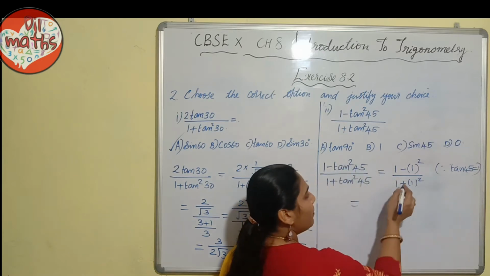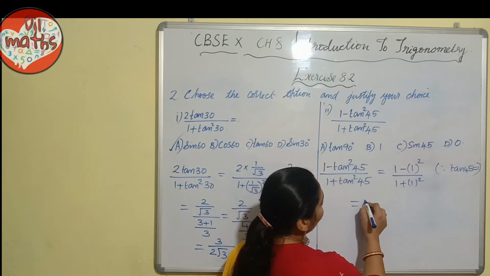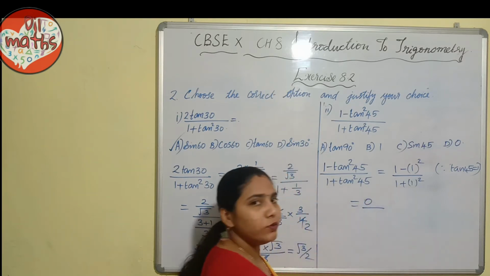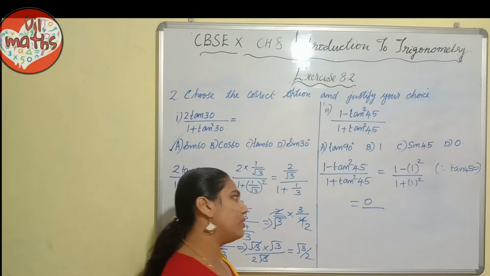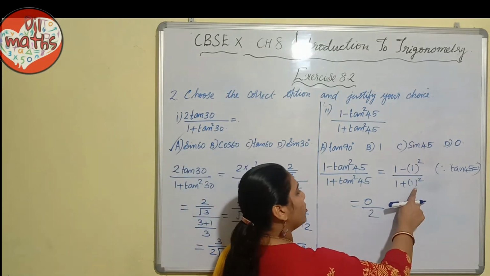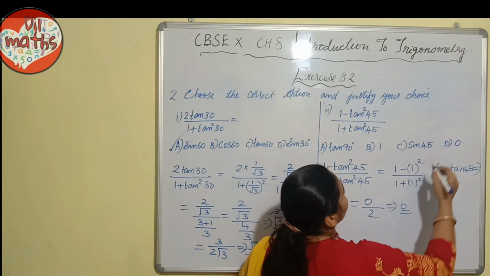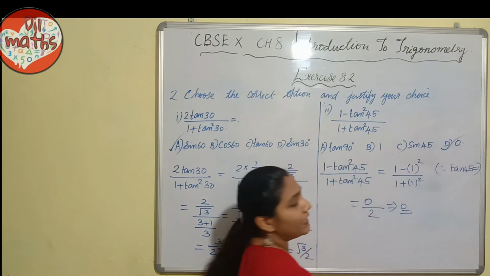Okay, and 1 minus 1 square is equal to 1 minus 1, that's equal to 0, and divided by 1 plus 1 square. 1 plus 1 square is equal to 2, isn't it? 1 square is equal to 1, so 1 plus 1 is equal to 2, and this you will get as 0. So our option is option D, 0.